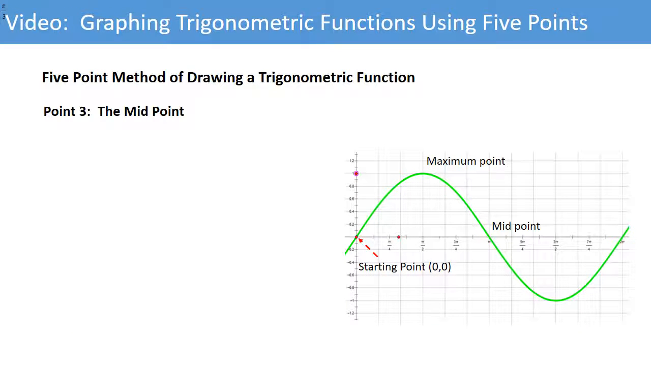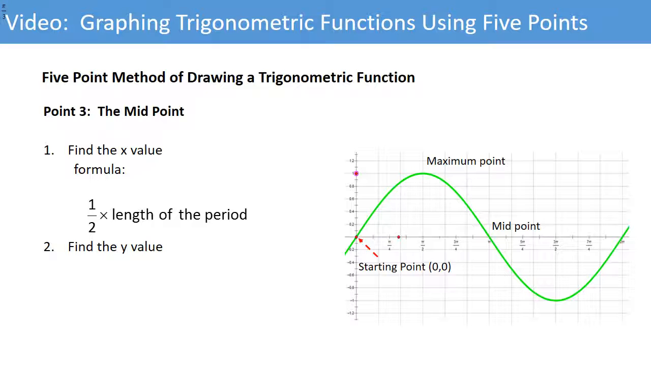Now, let's find point 3, the midpoint. Find the x value. Again, the formula, 1/2 the length of the period, which would be 1/2 times 2 pi, which would be pi. The y value, of course, is the c value, 0. So the coordinate is pi and 0. Are we correct? Let's check it out on our graph. Pi, 0. Perfect. On to the next.